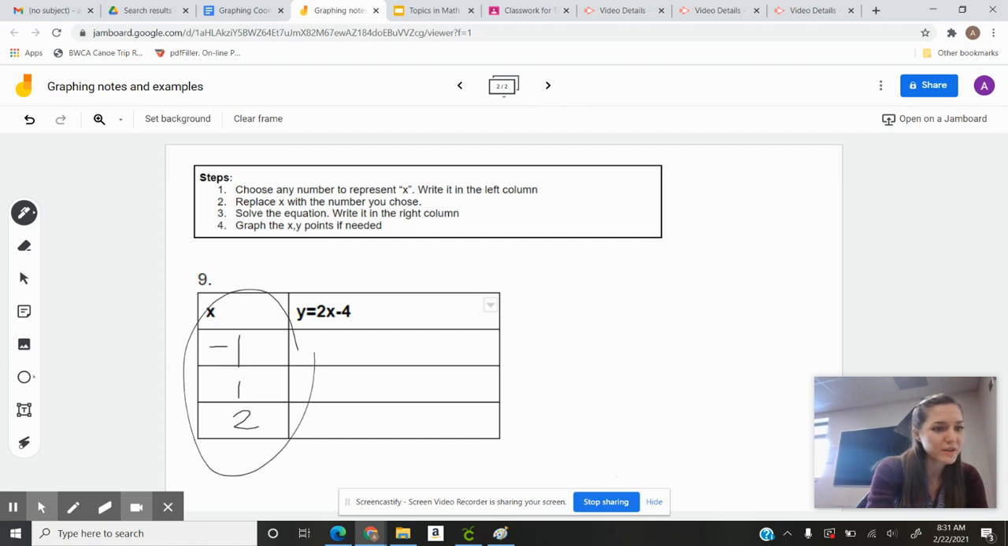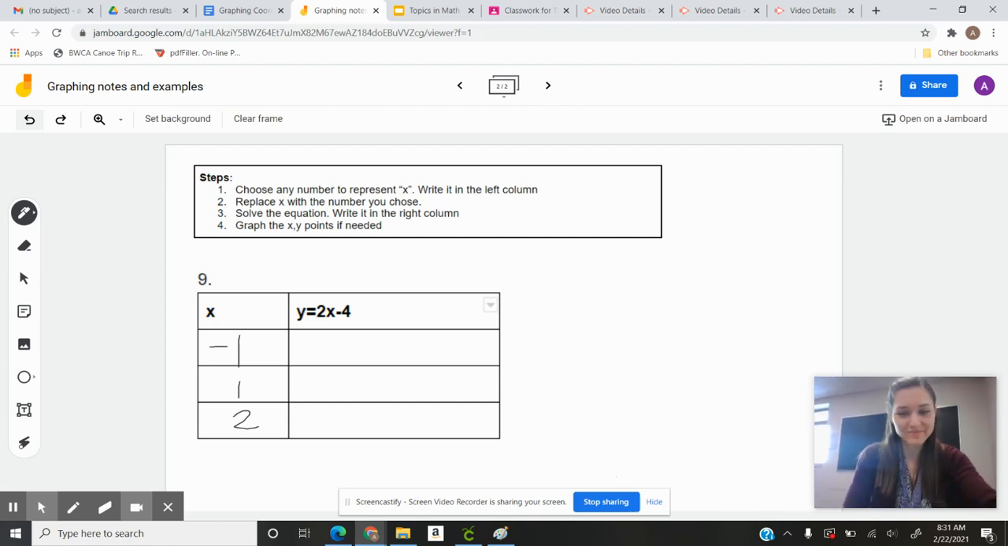So if you want to make it hard on yourself, you could do like a fraction. You could do 126 if you wanted to, whatever random number you want. That is totally your call. But I like to take it easy on myself. Okay, so I've chosen my numbers. I'm just going to plug the numbers that I chose into this x in my formula, solve it, and then I would write that number right here.